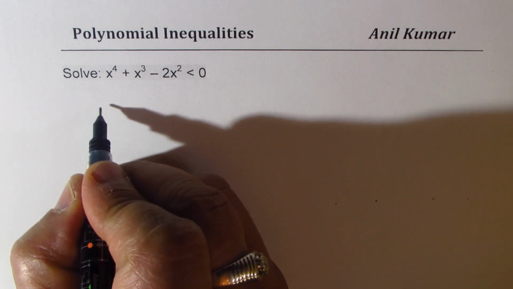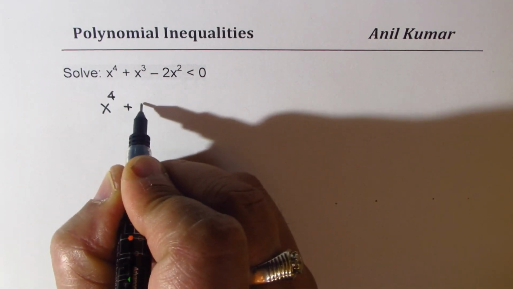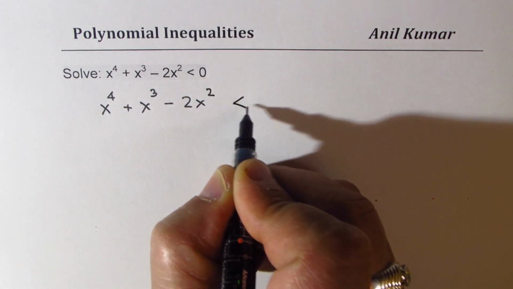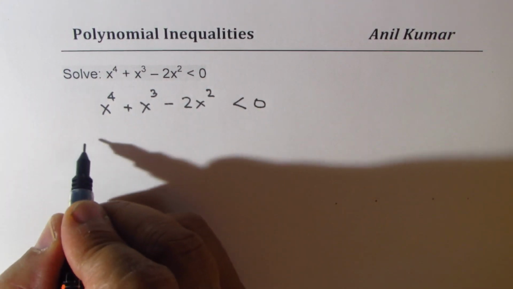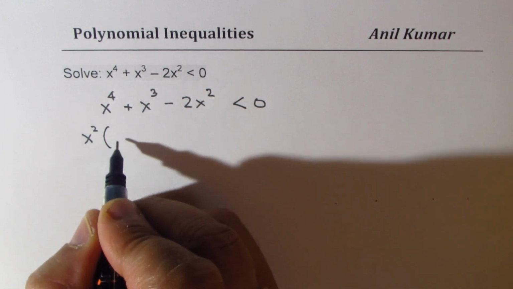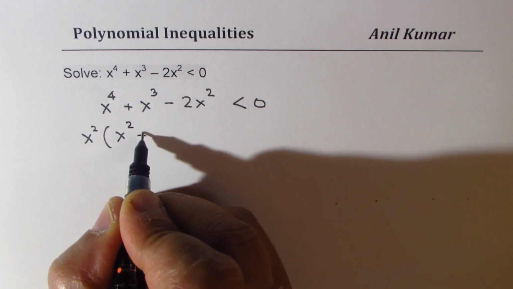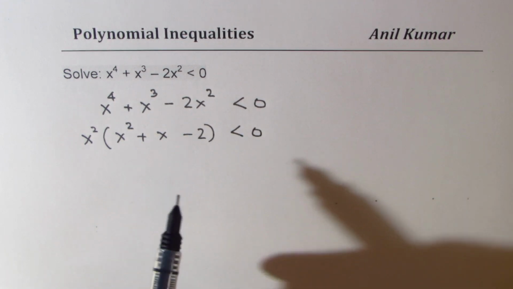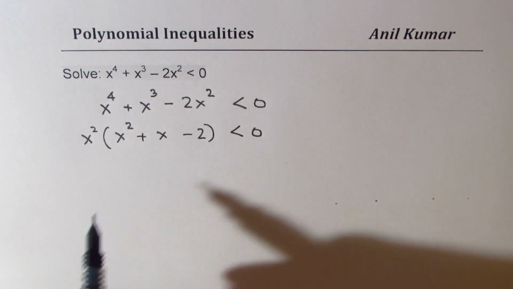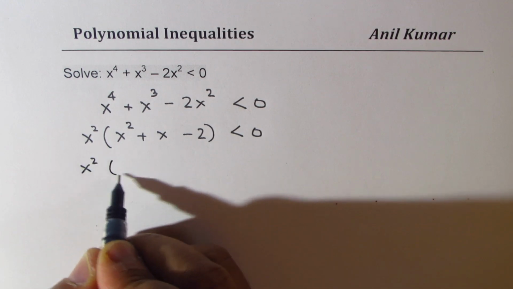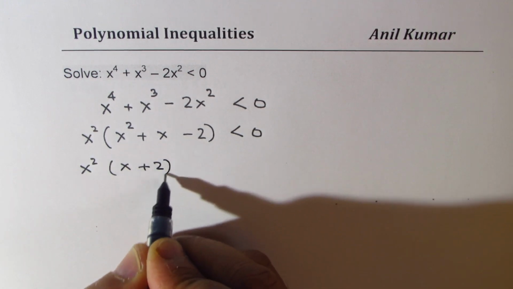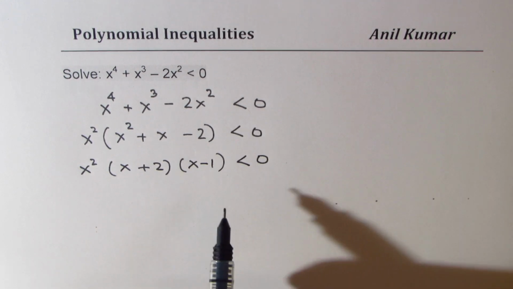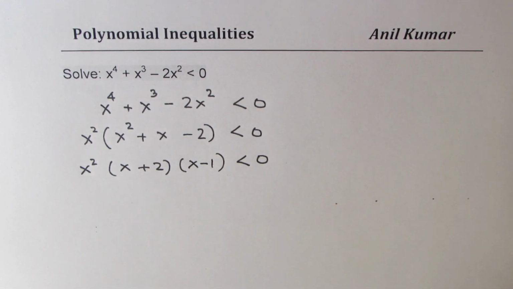So we have x to the power of 4 plus x cubed minus 2x squared less than 0. So we can take x squared common and we get x squared times x squared plus x minus 2 less than 0. So product of minus 2 sum 1. So it could be factored as x plus 2 times x minus 1 less than 0. You have to be good at factoring. Now let's again sketch it.